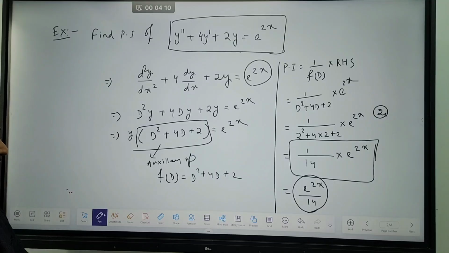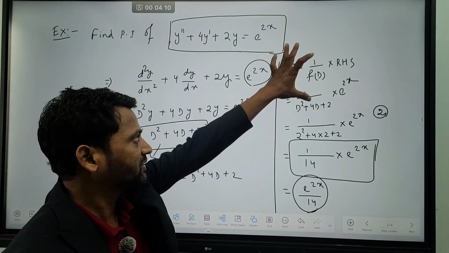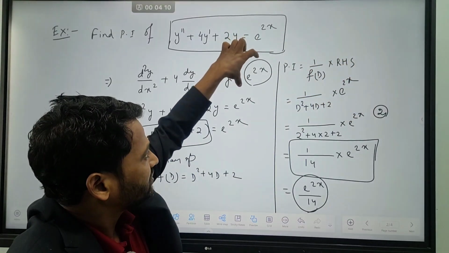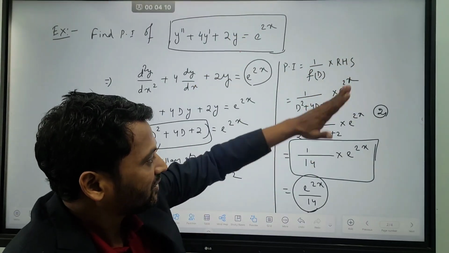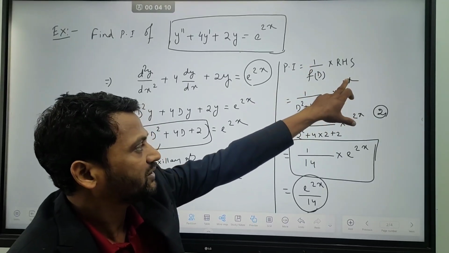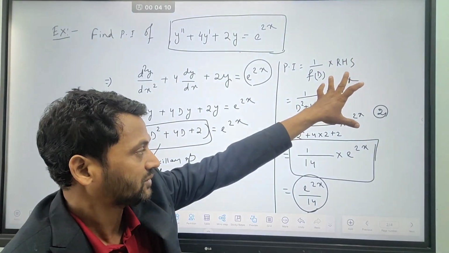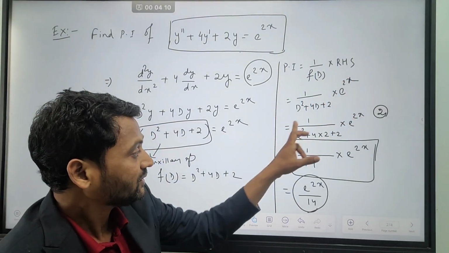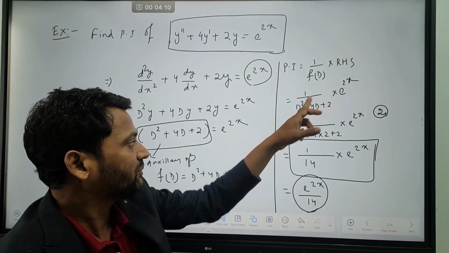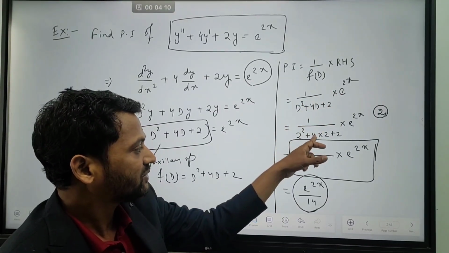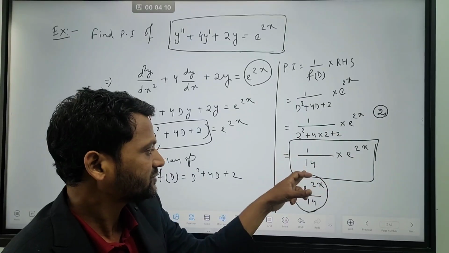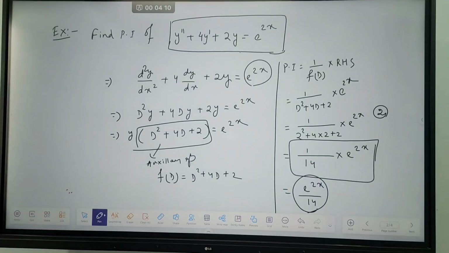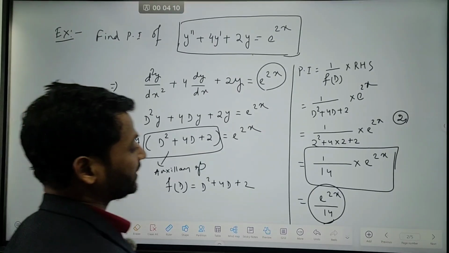Again I repeat, once you find the auxiliary equation, as per the formula PI is 1 by f of D into the RHS. Just put the RHS, which is e to the power 2x, here. After that, you take the coefficient of x. Whatever coefficient you get, you put that value in place of D. So you can get this answer. If you put this value 2 in this equation, it is 1 by 2 square plus 4 into 2 plus 2, which is 1 by 14. So 1 by 14 into e to the power 2x will be your answer. Okay. So note kar lo. So we'll go to the next question.